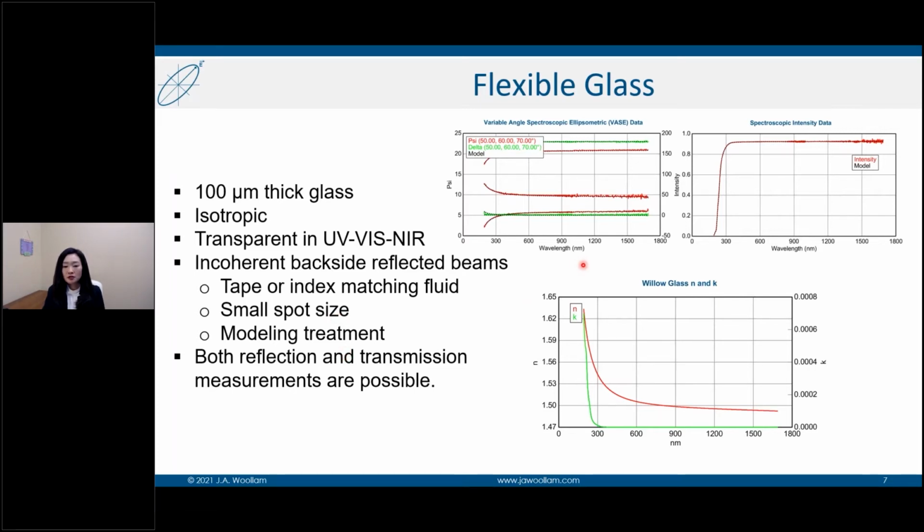Flexible glass substrates are optically isotropic, which is one of the most significant advantages for simplifying ellipsometry modeling. We would measure a Cauchy dispersion shape refractive index curve in the UV-Vis and near IR for a flexible glass substrate.